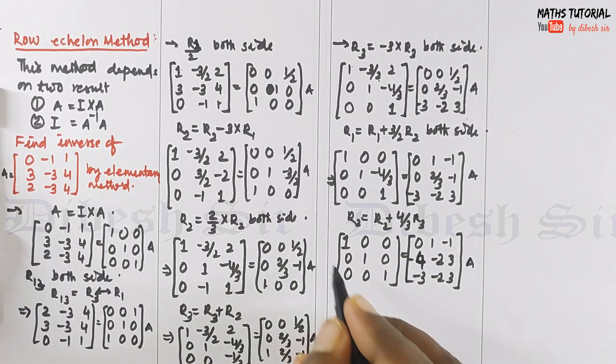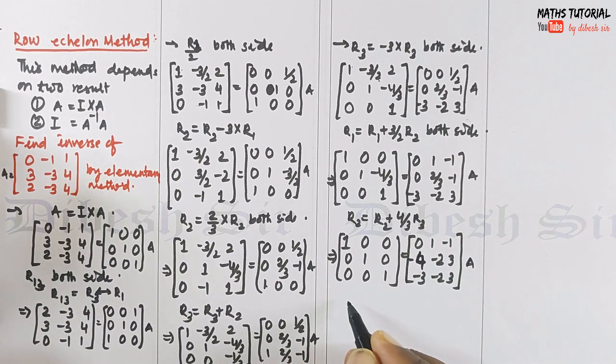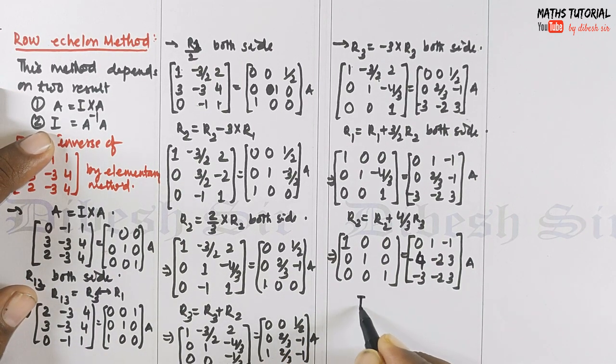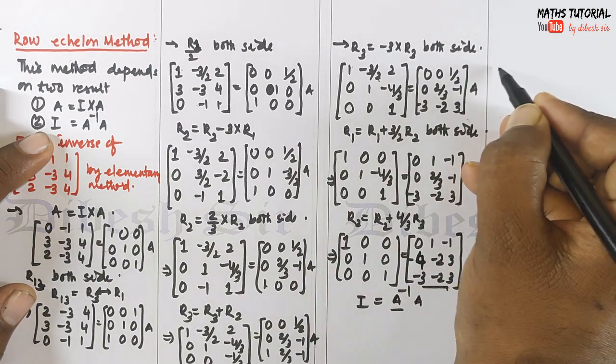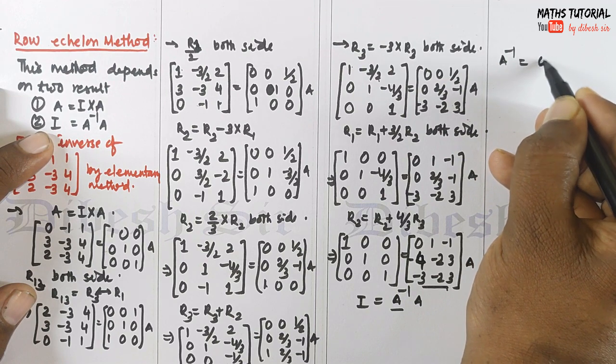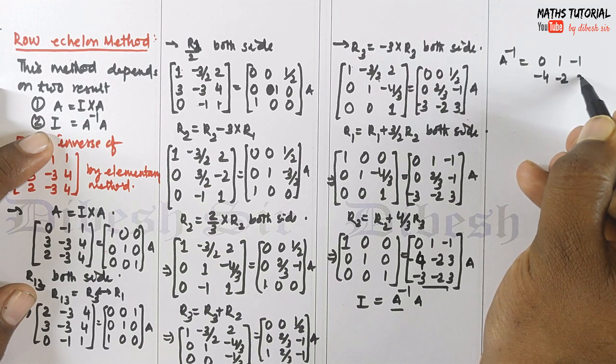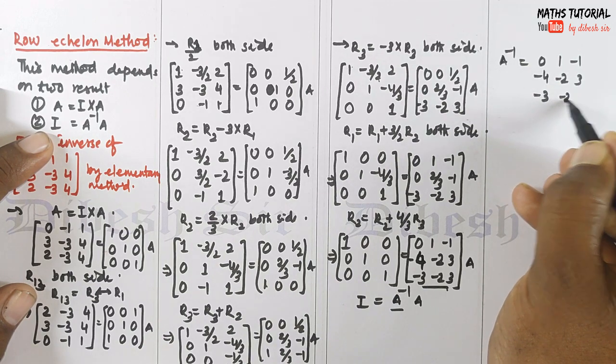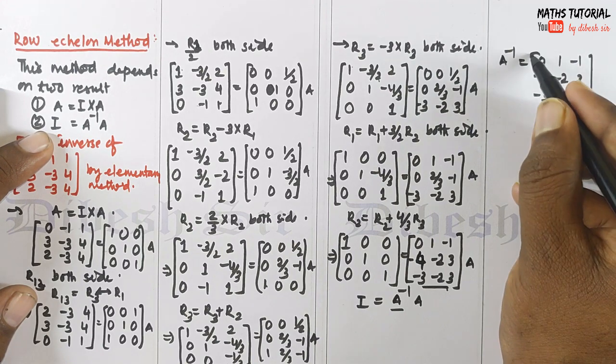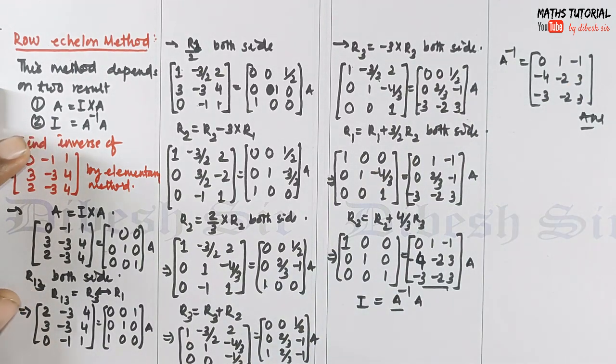is equal to A. Now compare with second result, that is I is equal to A inverse into A. Surely this is I, this is A, so clearly this can be written as A inverse. So clearly A inverse is equal to 0 1 minus 1, minus 4 minus 2 3, minus 3 minus 2 3. This is our final answer by row echelon method or row reduced method.